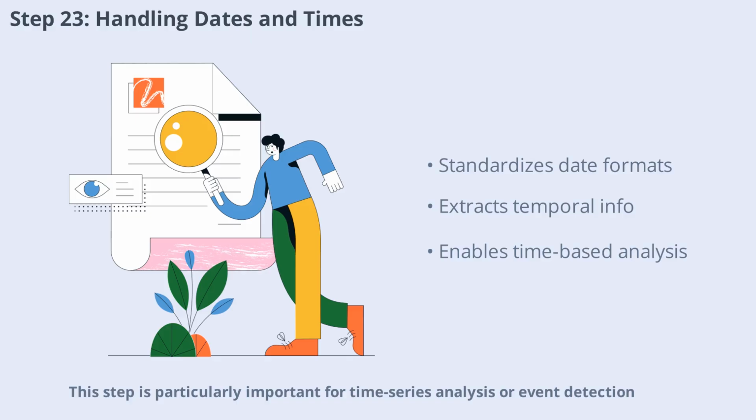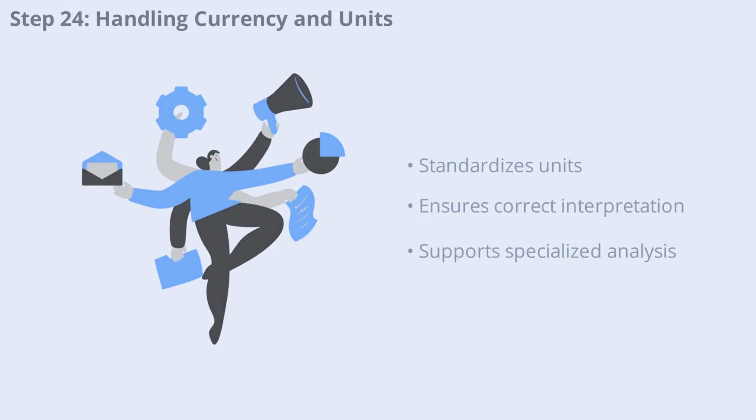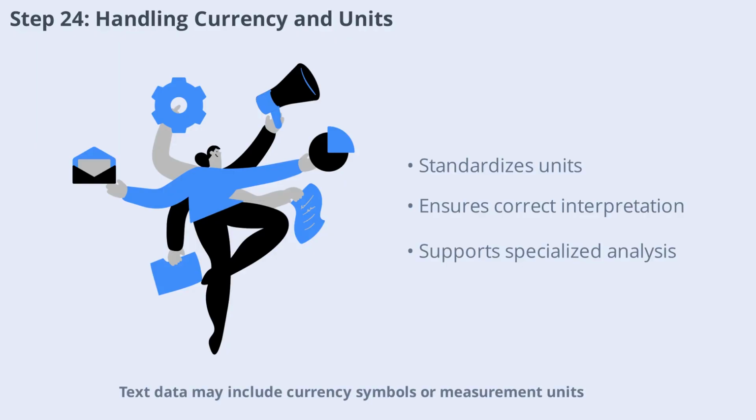This step is particularly important for time series analysis or event detection. Text data may include currency symbols or measurement units. Standardizing or removing these elements helps ensure that numerical values are interpreted correctly during analysis. This step is important for financial or scientific text mining projects.